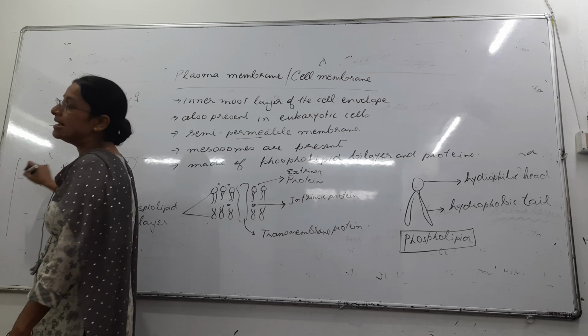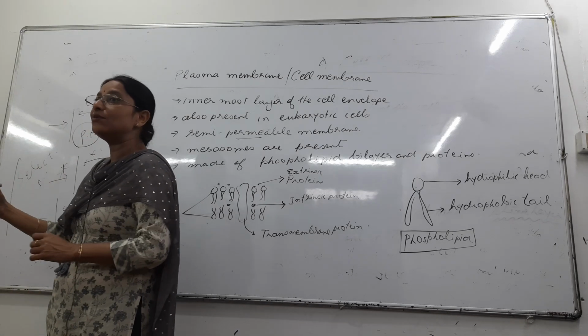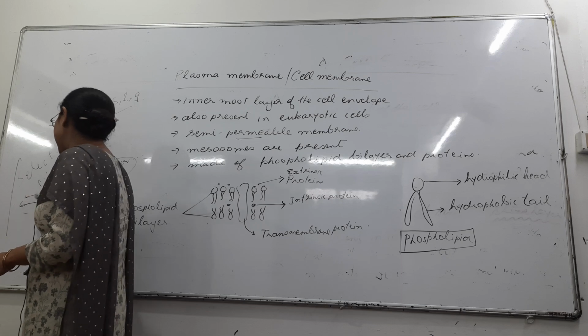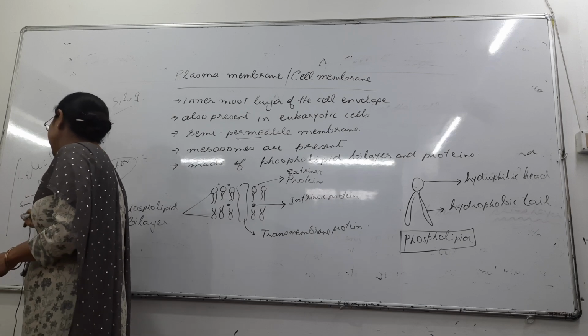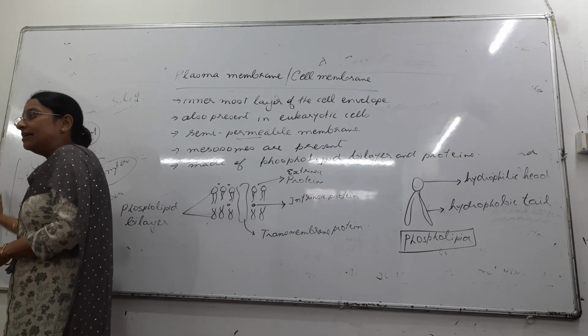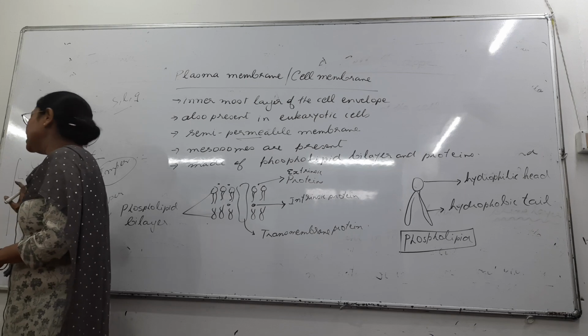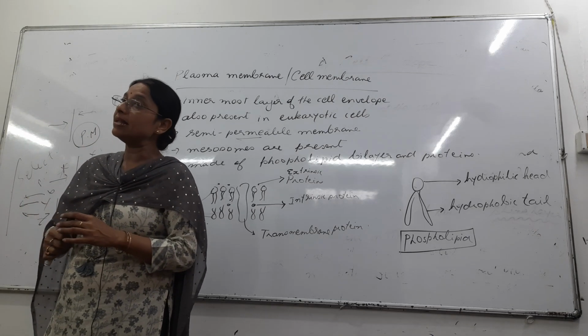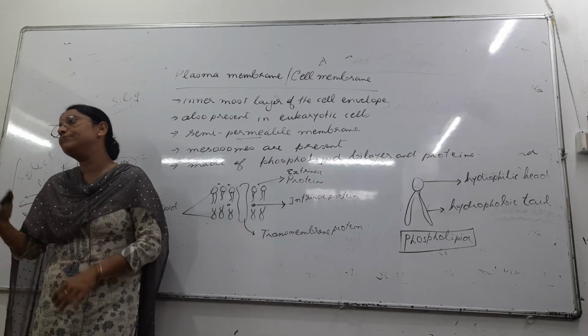The third one is the selectively permeable membrane, which selects what can enter, right? Suppose there are many substances like X, Y, Z trying to enter the cell. The membrane decides which one it needs. Almost all biological membranes are selectively permeable membranes.